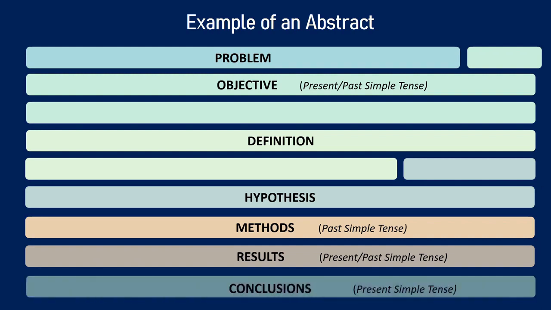Finally, state the main conclusion of your research. What is your answer to the problem or question? The reader should finish with a clear understanding of the central point that your research has proved or argued. Conclusions are usually written in the present simple tense.